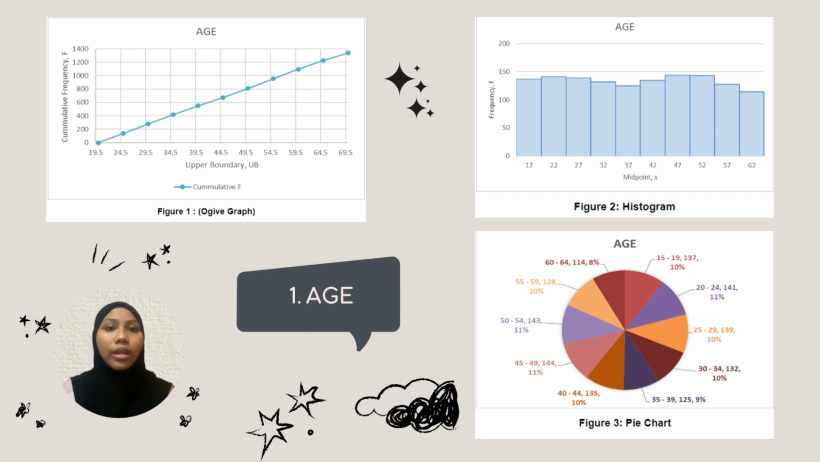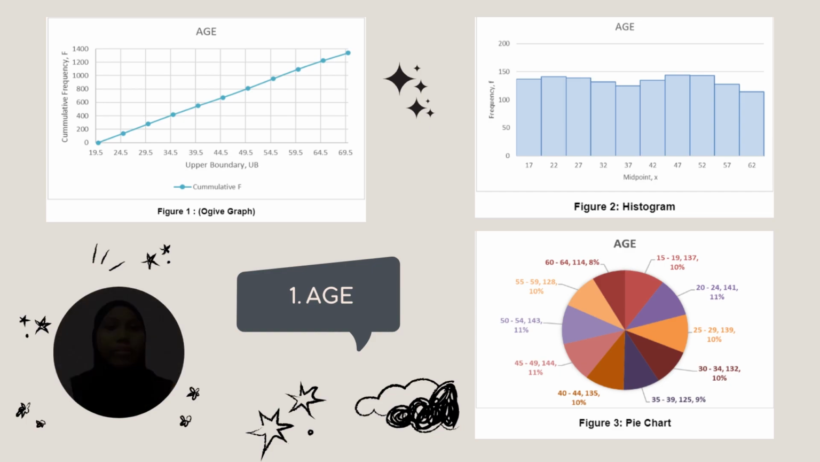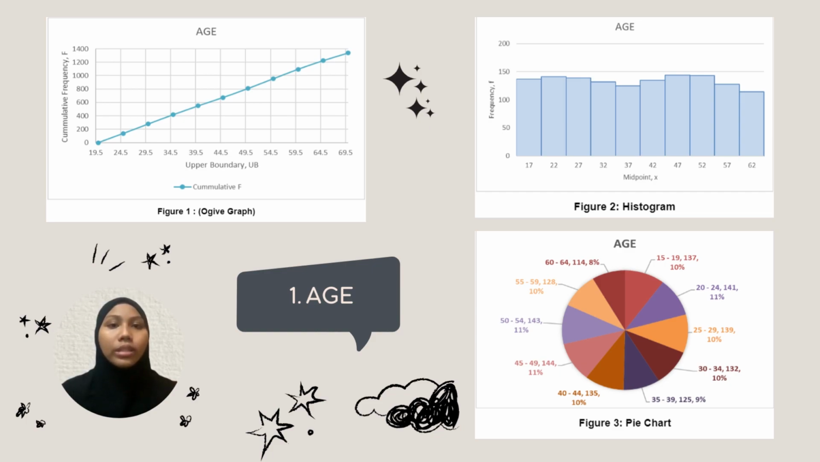This graph ends at the x-axis value in upper boundary 69.5 and the cumulative frequency is 1338 from data. The ogive graph that is plotted and displayed increases its curve when the range of the upper boundary becomes larger on the x-axis. In conclusion, the higher the age, the more the curve moves toward the right in an ogive graph. Next, in figure 2, there is a histogram graph of the data age.